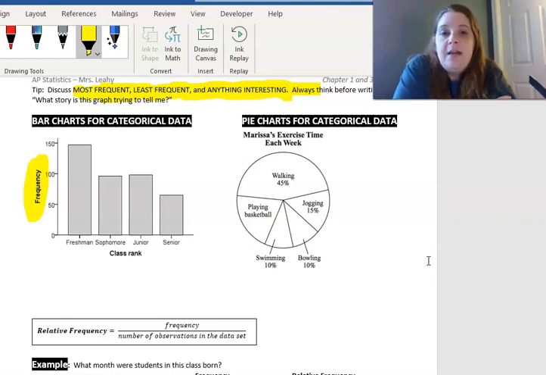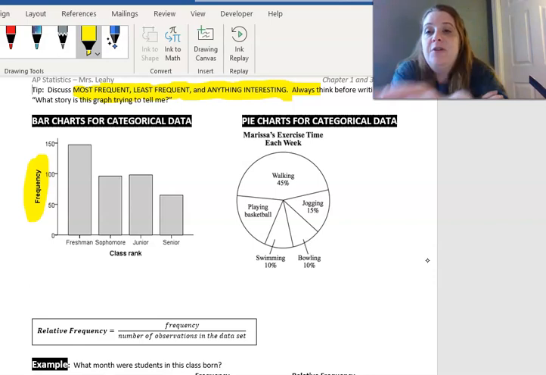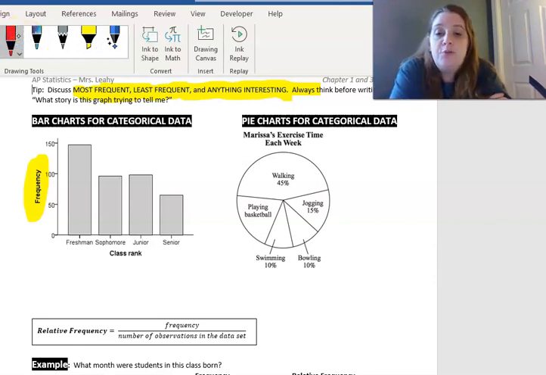So when you go to make a categorical data graph or to read one, you're usually going to see a bar graph or a pie chart. Those are very common. In a bar chart, you may have frequency. Frequency is literally how many there are. So it looks like there were about 150 freshmen here. Or you might see relative frequency. The relative frequency is the proportion of values. So for example, it is the frequency divided by the number of observations.